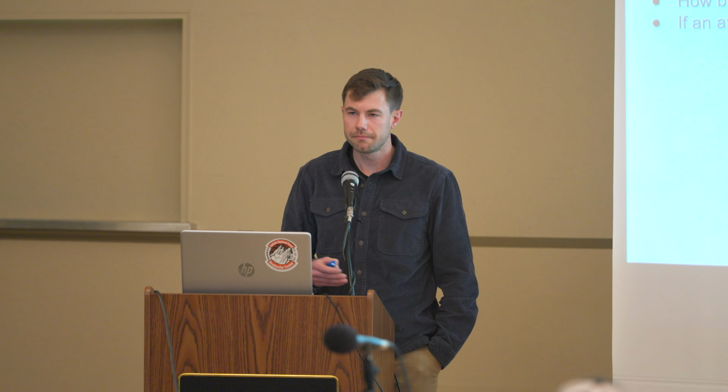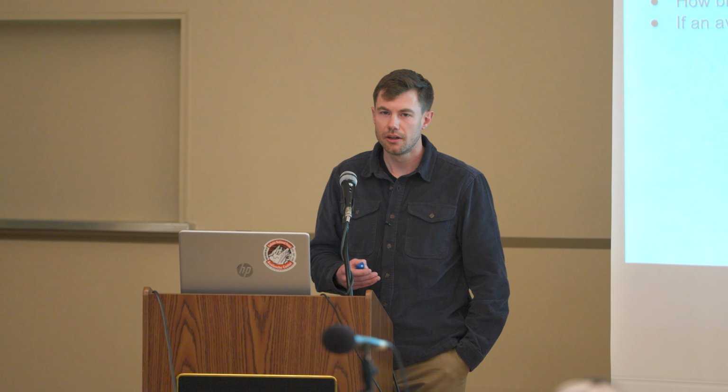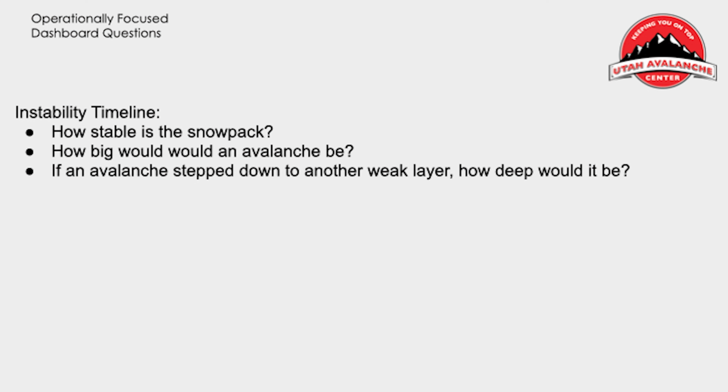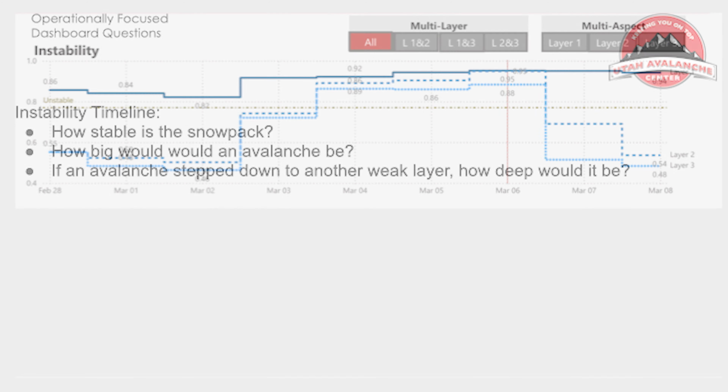And the first visualization that we decided to present our forecasters was an instability timeline. The goal of this was to answer those questions, right? It's 4 in the morning. How stable is my snowpack? If an avalanche was going to happen, how big would that avalanche be? And if an avalanche is going to step down to another weak layer, how big would that subsequent avalanche be?